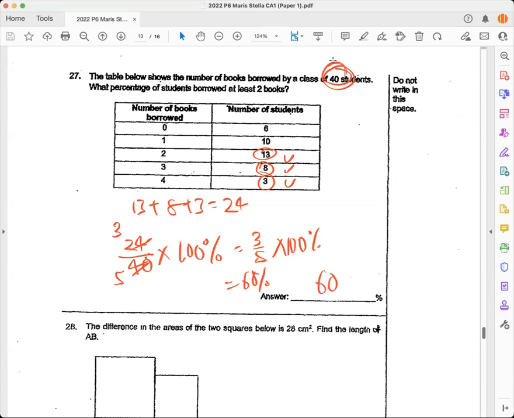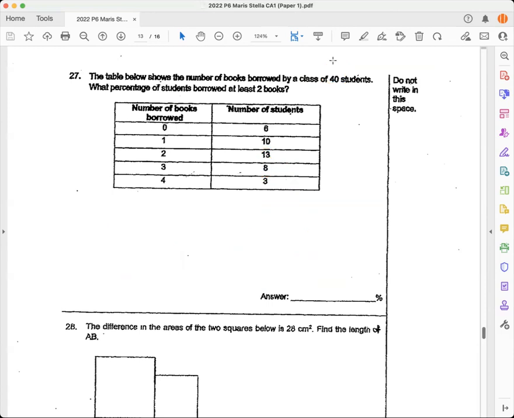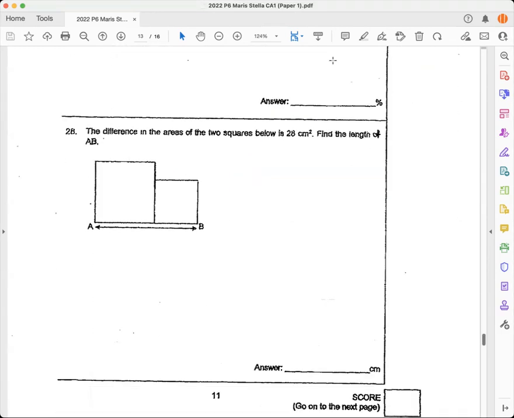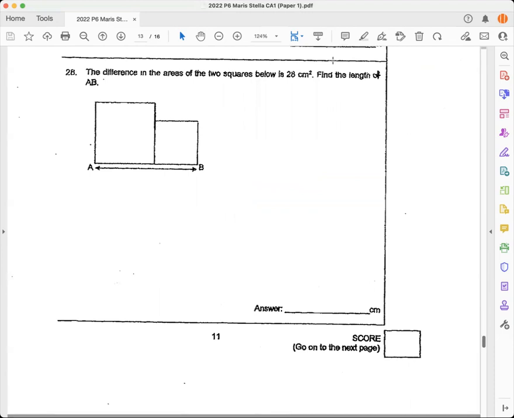Now let's continue with question number 28. Question 28 is a guess and check question. It's quite tedious. The question says that the difference in the area of the two squares below is 28 square centimeter. Find the length of AB. So I know that the difference between these two squares is 28.